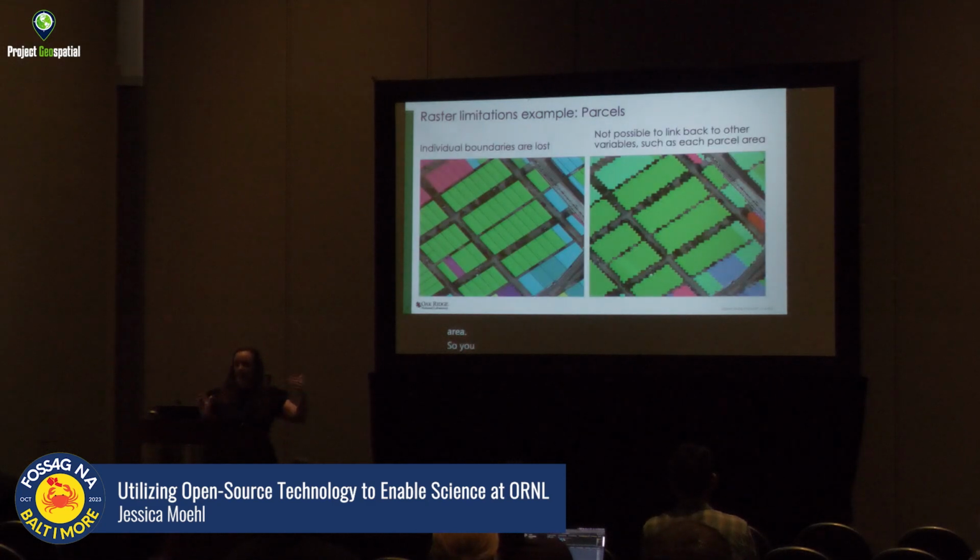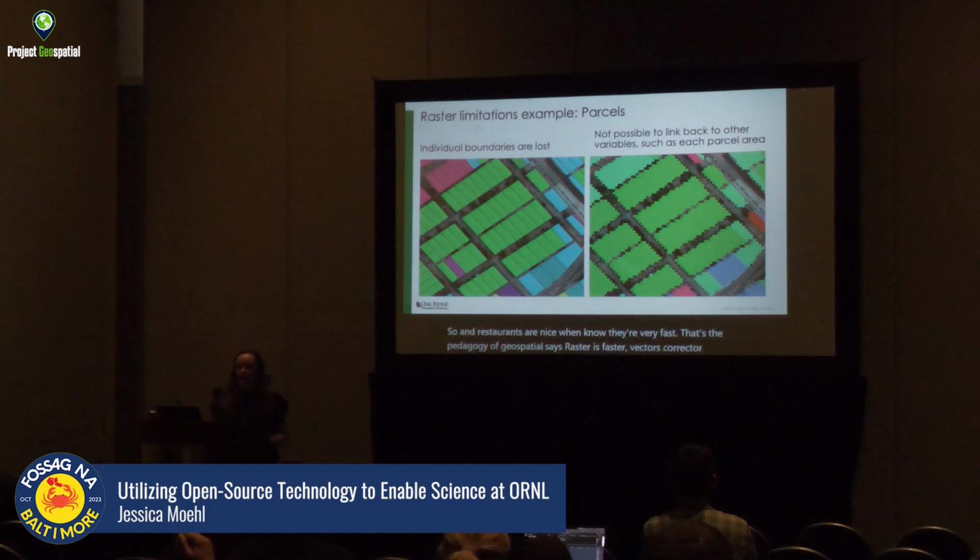And rasters are nice when they're very fast. That's the pedagogy of geospatial: raster is faster, vector is corrector. But at a certain cell size, raster gets slow. So you can see here, I rasterized these parcels on a single value, and it was really upsetting. Okay, that's cool. I can't tie back to any of that information though. It's just a raster with a land use value.